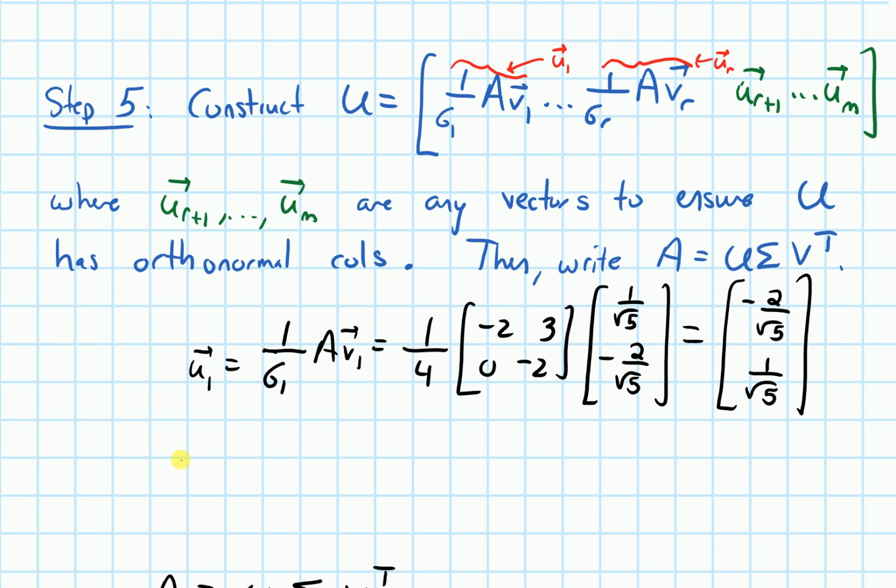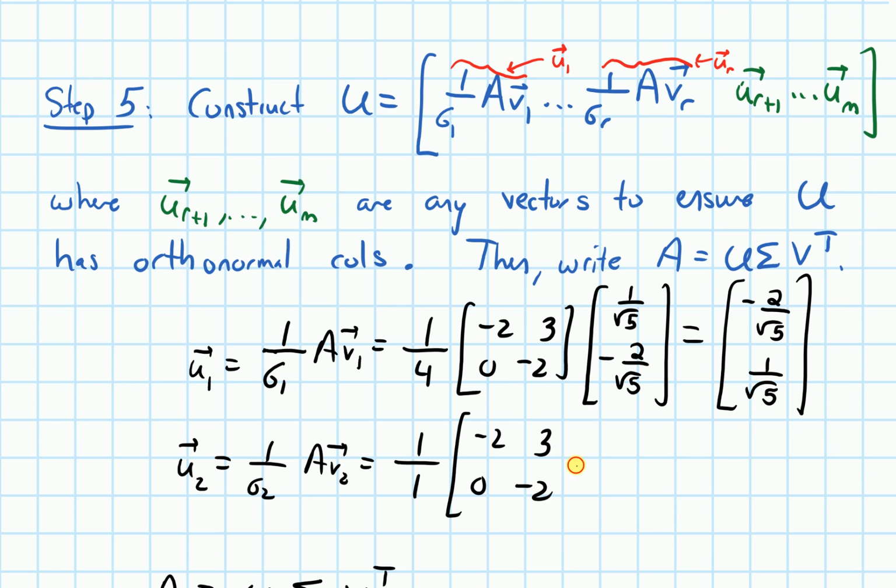Okay, so now let's also write down U2 in this way. So we'll get 1 over sigma 2 times A times V2. So the next biggest singular value is 1, and that's going to multiply my matrix -2, 3, 0, -2. And then the eigenvector that went with this singular value, 1, was 2 over root 5, 1 over root 5. And you should check this one as well, but if I multiply this out, we end up with -1 over root 5, and then -2 over root 5.